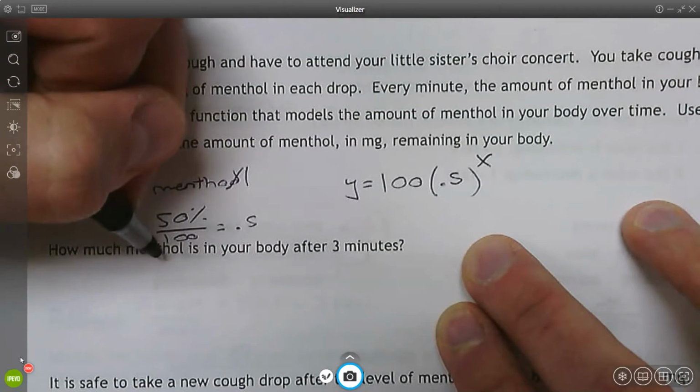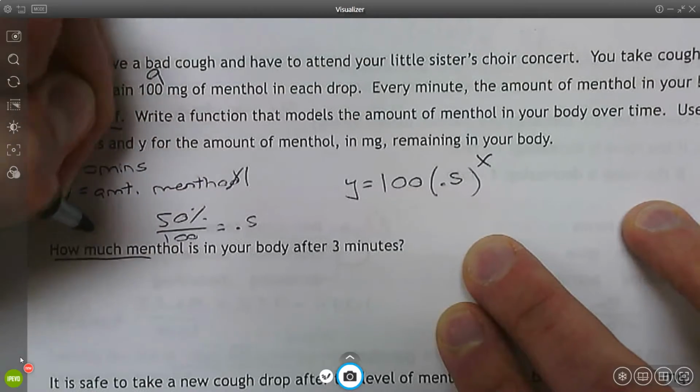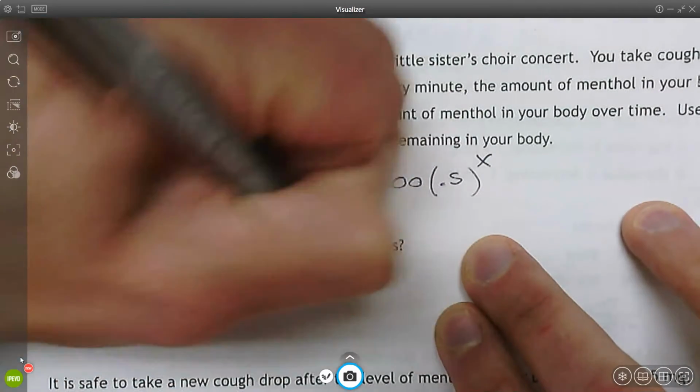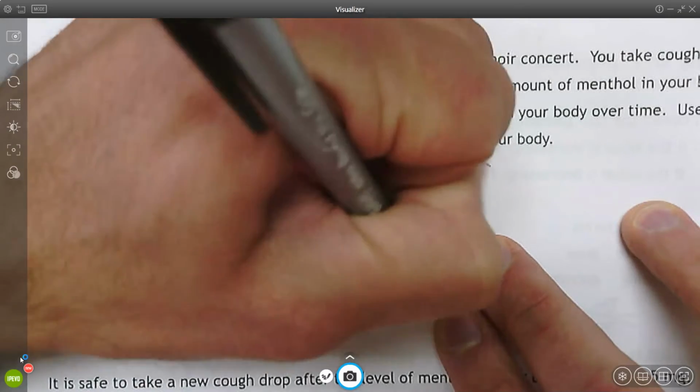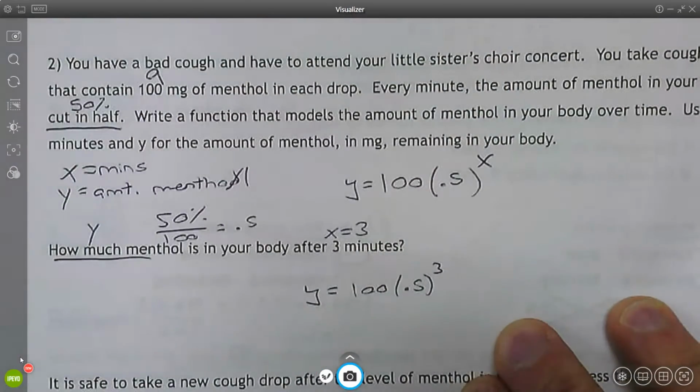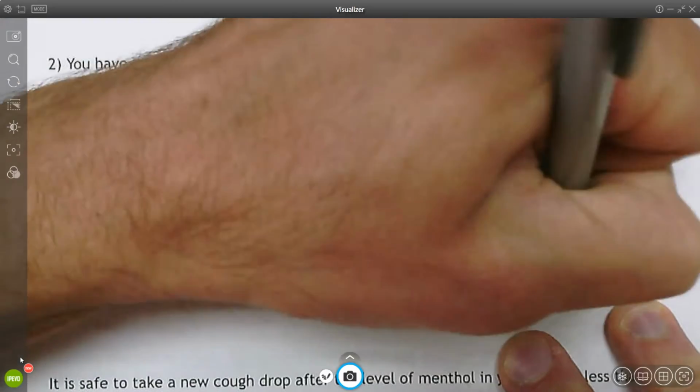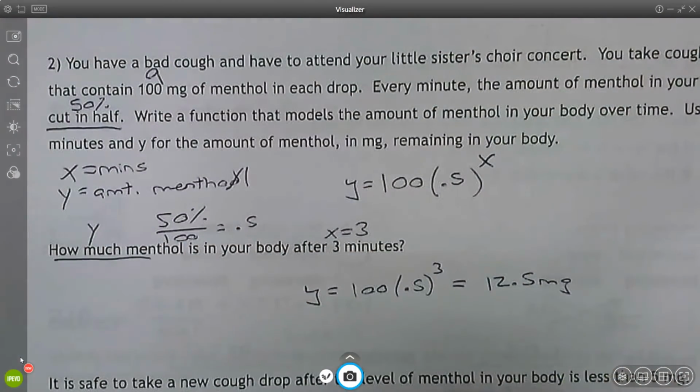So how much menthol is in your body? You're looking for the amount of menthol. That's Y after 3 minutes. X is 3. So Y equals 100 times 0.5 to the third. You're just going to plug that in your calculator. And this is 12.5 milligrams.